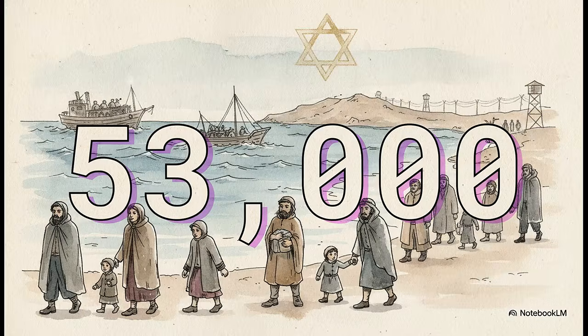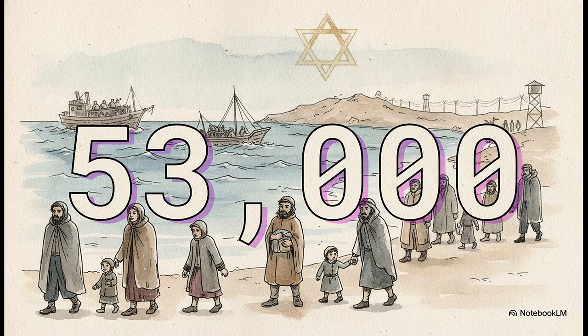But behind these historical dates lies a staggering, almost heartbreaking human element: 53,000. Now, these weren't just statistics on a page. These were frightened, exhausted, yet incredibly hopeful human beings, largely Holocaust survivors and orphans. They literally walked out of the ashes of Europe, boarded these barely seaworthy boats aiming for their ancestral homeland, only to be stopped dead in their tracks by the British Navy.